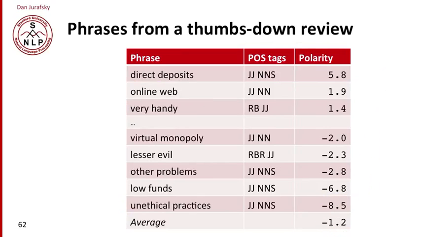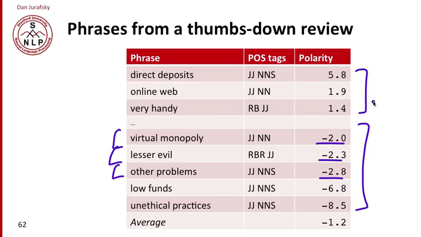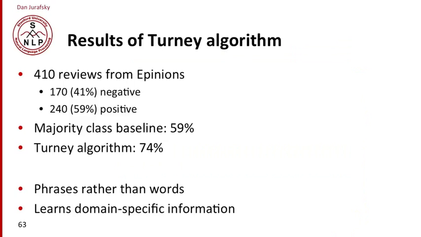A thumbs down review, you can see that phrases like virtual monopoly, negative polarity, lesser evil, negative polarity, other problems, negative polarity, all occur more frequently and on average have a more negative polarity than the positive polarity words that occur in this review. And we end up with a review that has an average negative polarity. So the Turney algorithm was evaluated on various kinds of review sites and does a better job than just the majority class baseline at predicting the polarity of a review.